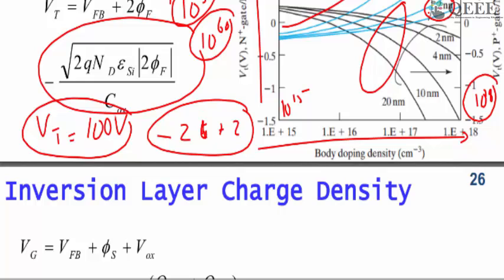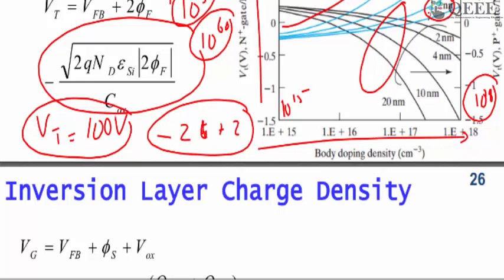So band bending is the heart of the field effect operation. When you apply any bias at the gate, what it changes is the surface condition. It moves the bands at the surface. That is why you are going from accumulation to depletion to inversion. So you need band bending.